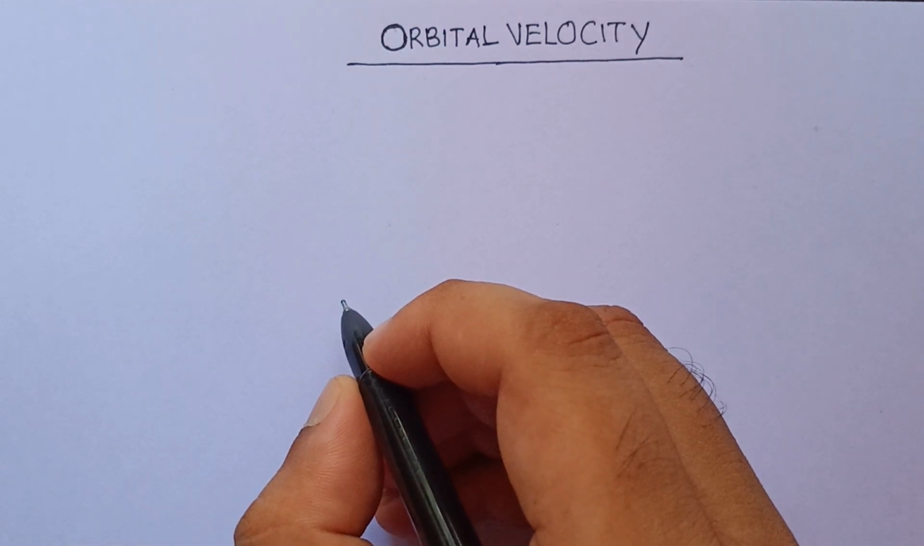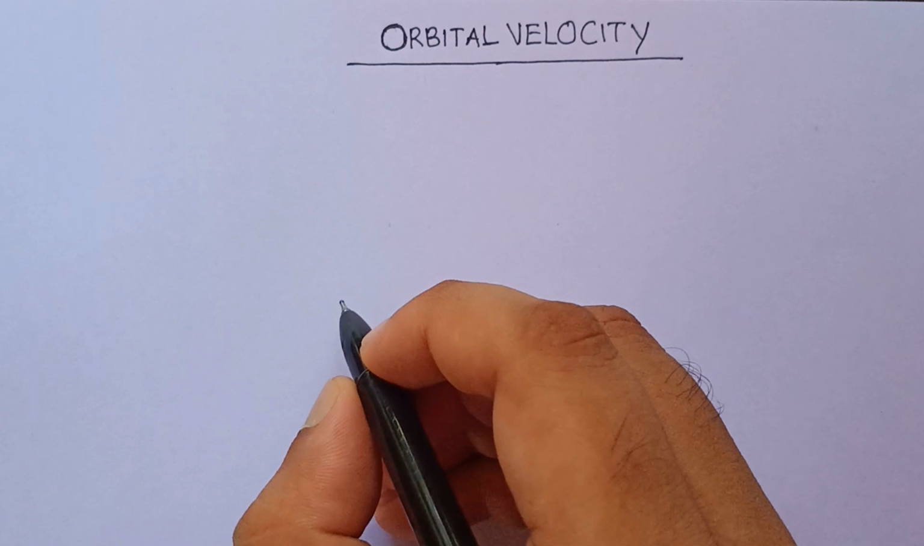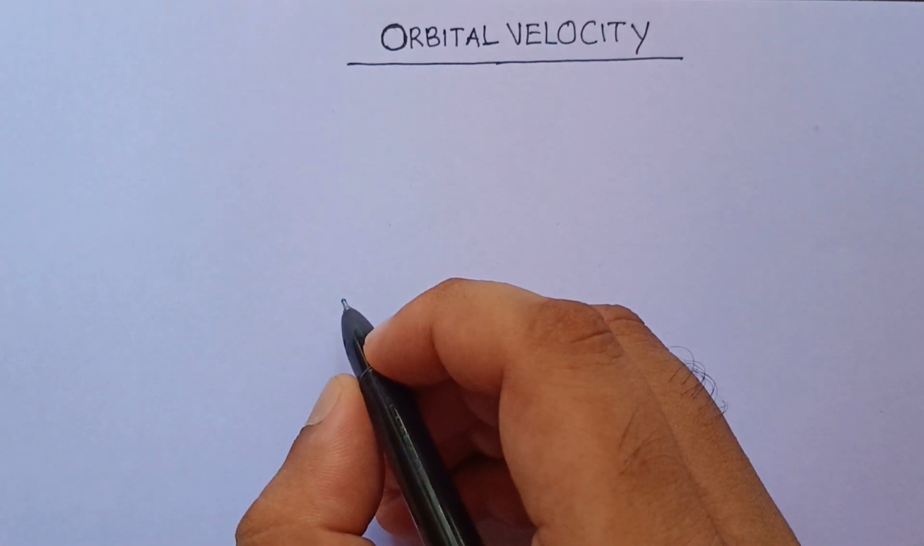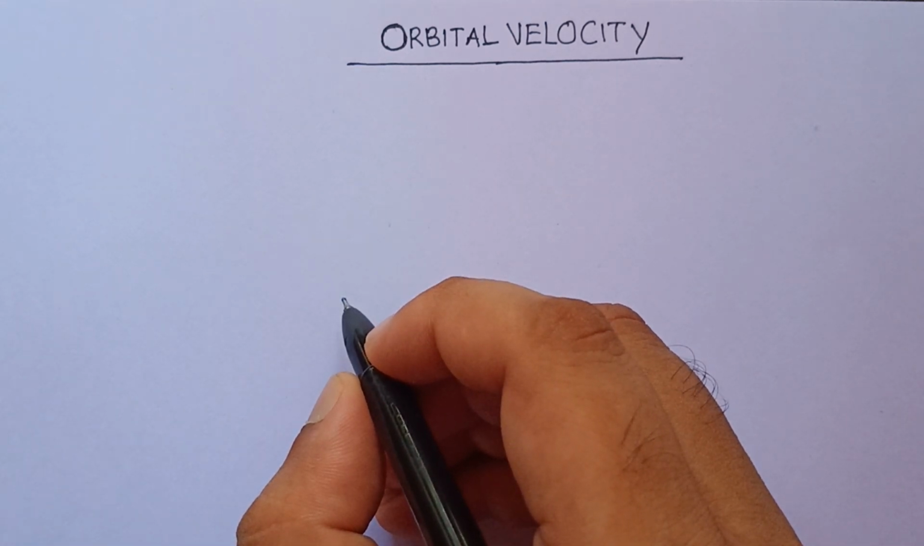Today we are going to derive an important expression for the orbital velocity, which is very, very important when a celestial body, or in fact any small planet revolving around bigger planets, experiences a speed in a specified orbital path or in an orbit. That is called the orbital velocity. So this is very, very handy.